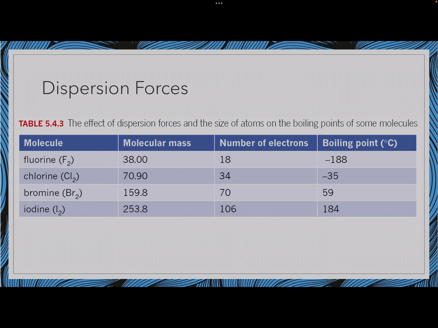Okay, so if we have a look at dispersion forces, we said dispersion force depends on molecular mass and it can't be a polar molecule. So we've had a look here. Here's some non-polar molecules: F2, Cl2, Br2, and I2. Because they're just diatomic elements, each atom within the molecule has the same electronegativity, so there's equal sharing of those electrons.